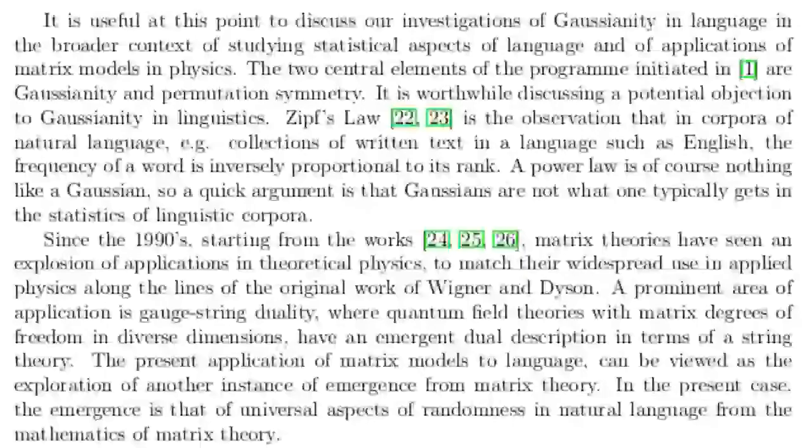The present application of matrix models to language can be viewed as the exploration of another instance of emergence from matrix theory. In the present case, the emergence is that of the universal aspects of randomness in natural language from the mathematics of matrix theory.